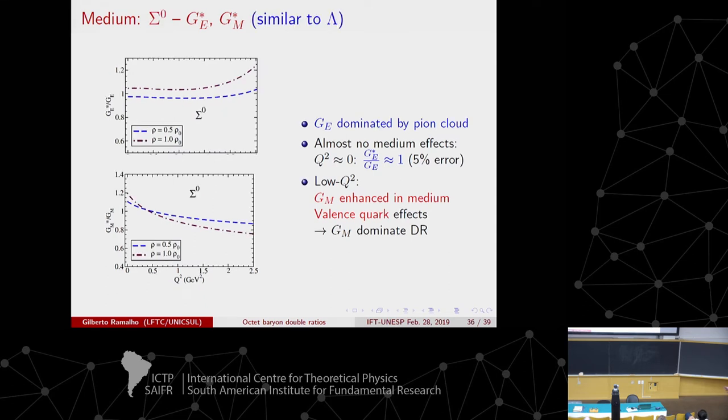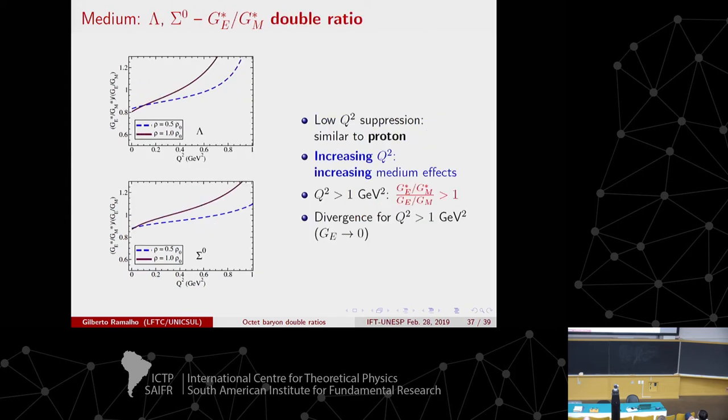For sigma zero, the results are very similar. So here I'm showing the two results, lambda and sigma zero. The double ratio for low Q square results are similar to the proton because there is a suppression. When you increase Q square, you start to see some enhancement of the ratio. At some point you have a divergence because our model says that the electric form factor in vacuum should be zero at some point.